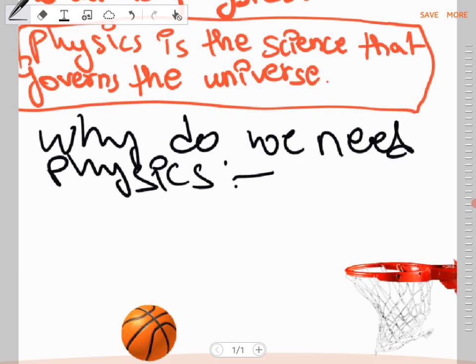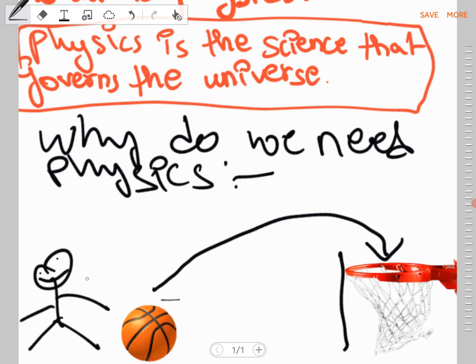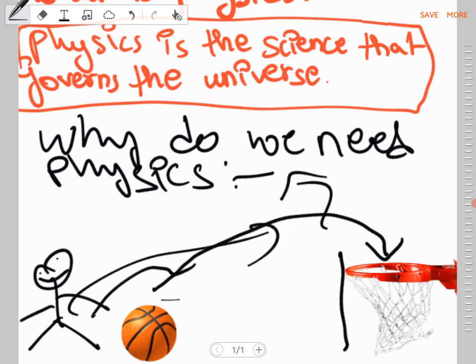Next is, why do we need physics? Let's take an example. Imagine this is you. You look pretty good. This is your basketball. You want to throw this basketball into this hoop. For this, you need to know the height, you need to know how much energy you need to apply, how much force you need to apply. Hence, we need physics. Moving on.